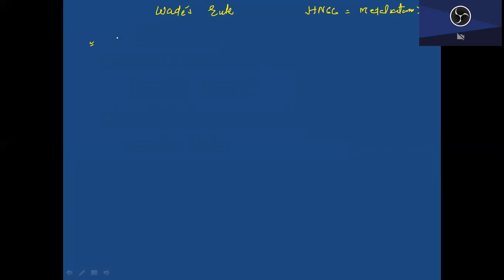The first step will be the calculation of TEC. What is TEC? It is total electron count. First we have to determine the total electron count of a given organometallic cluster. So this is the first step.